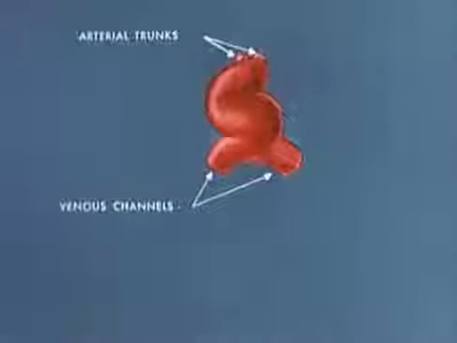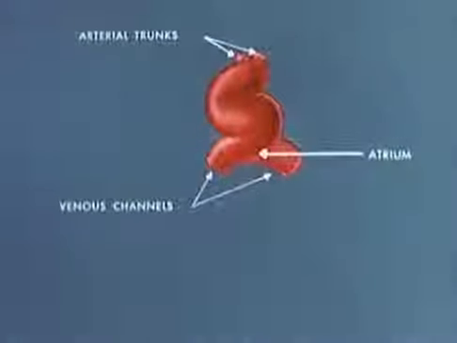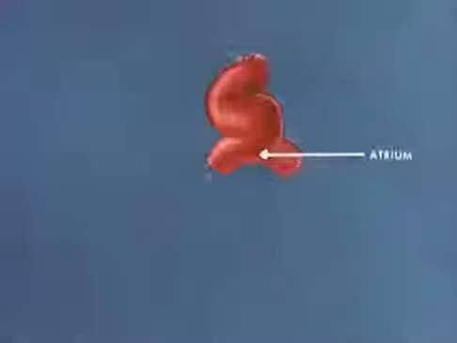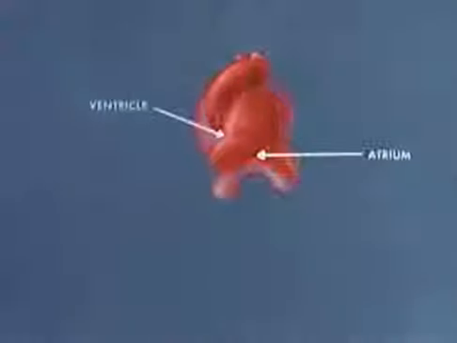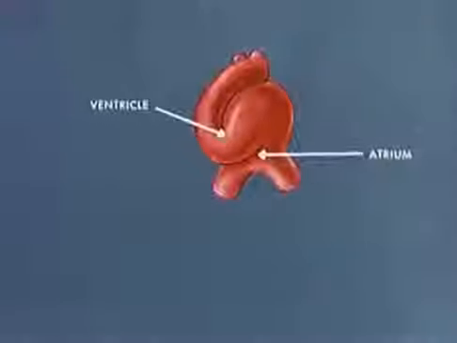Initially, the heart consists of a simple tube. It's anchored at one end by the differentiating arterial trunks, and at the other by extensive venous channels which drain into the atrium. Being fixed at both ends, the cardiac tube grows rapidly in length, and the embryonic ventricle is bent into a loop to the right of the midline.